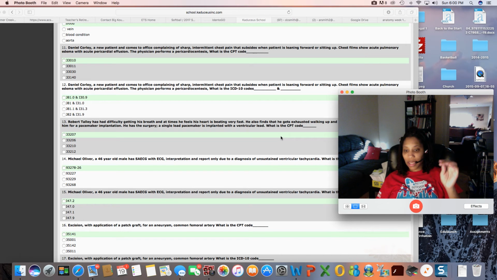Excision with application of patch graft for aneurysm, common femoral artery. What is the ICD-10 code? Well, we know that we are dealing with what? The condition is an aneurysm. And you can look this one up. So pause me at this time.